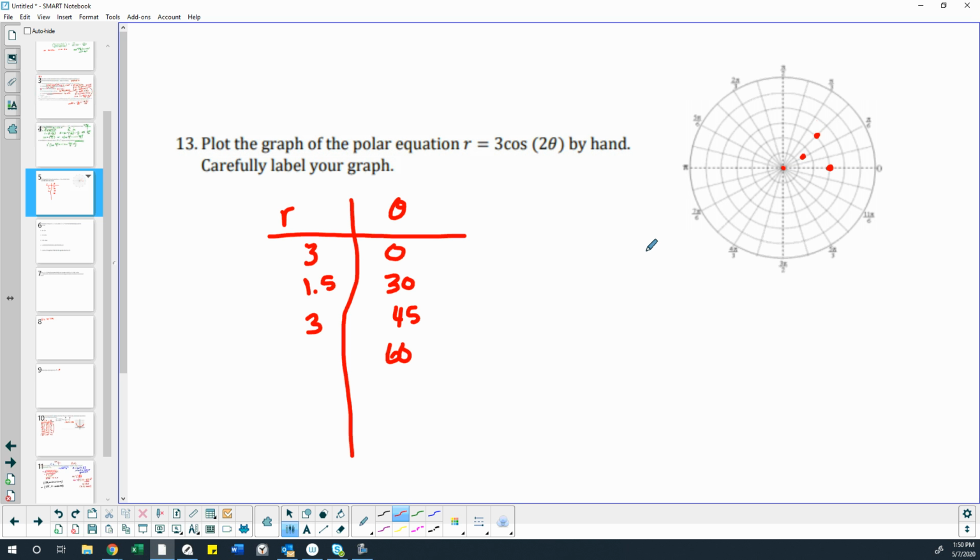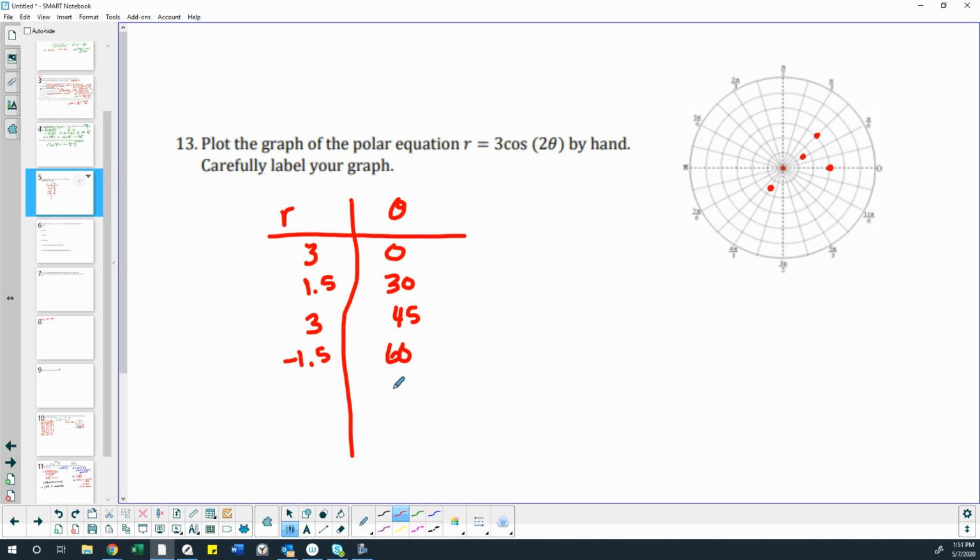Okay, cosine of 60 times 2 is 120. And then we multiply that times 3, and we get negative 1.5. Negative 1.5. So 60 is here, but negative 1.5 is this direction. So 1, 2, 3.